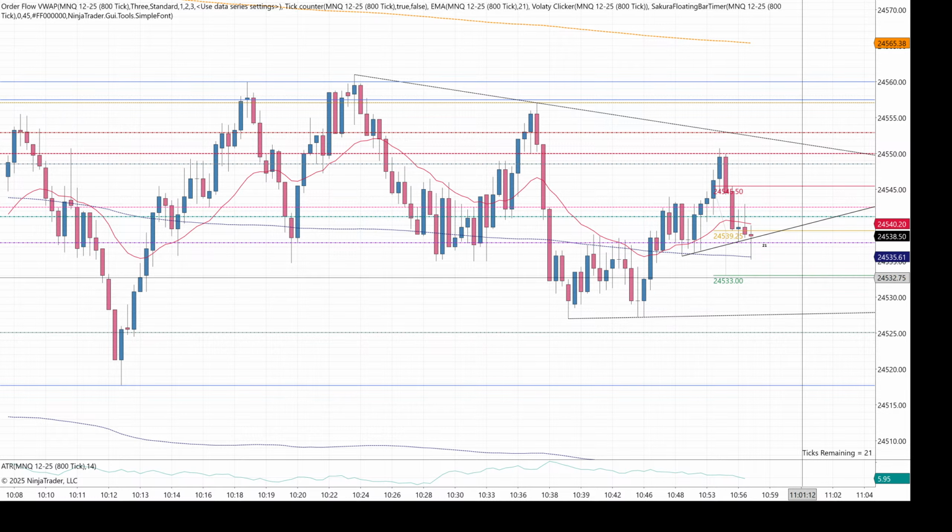I mean, the 5-minute chart on the NQ today looks pretty horrific too. If you ask me, it's just been stuck in a range.